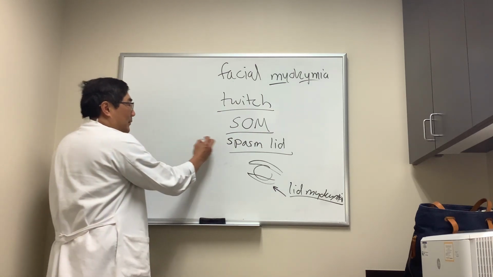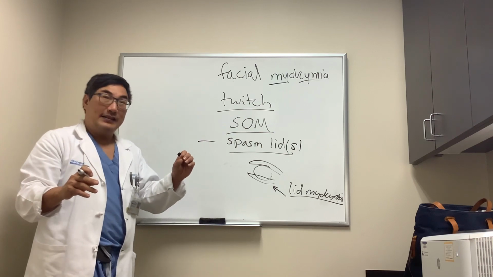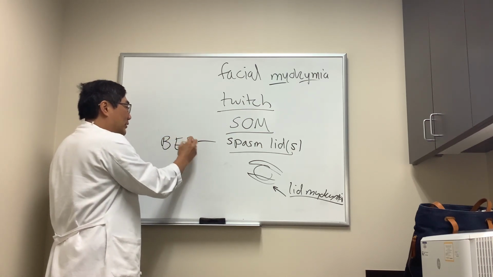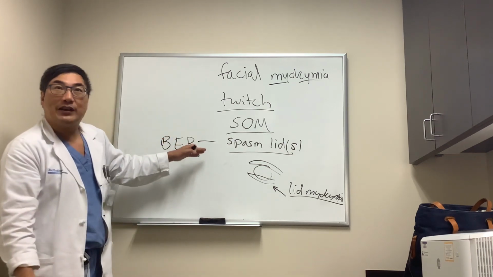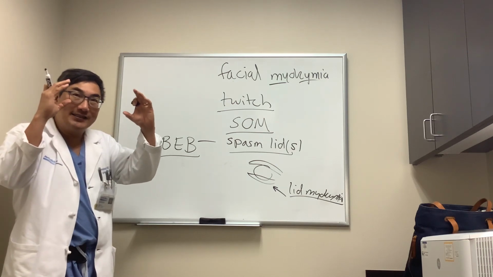You've got the spasm of both lids, and that looks like this. That's called blepharospasm. It's bilateral, and it's usually essential, which means it's benign. Benign essential blepharospasm. Bilateral, simultaneous firing of the lids.